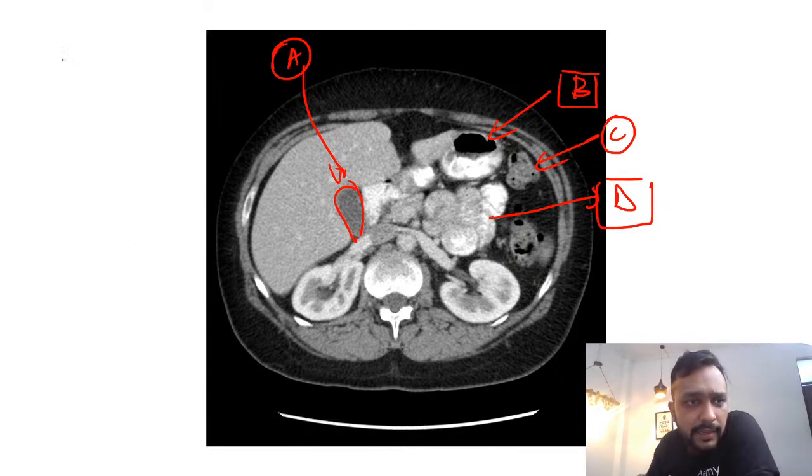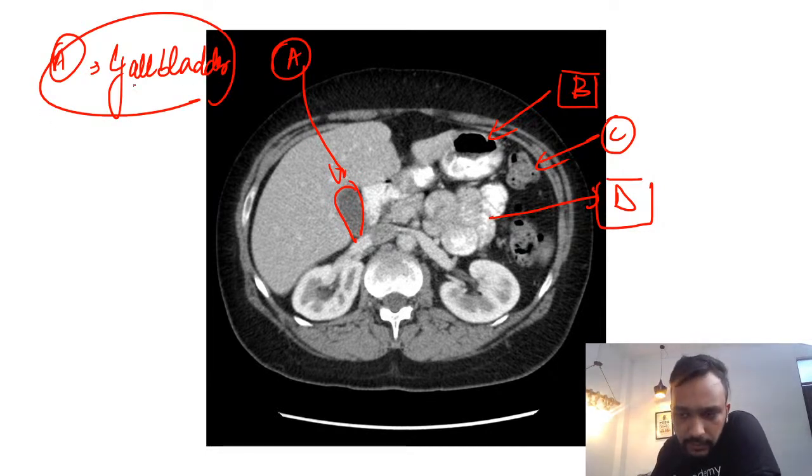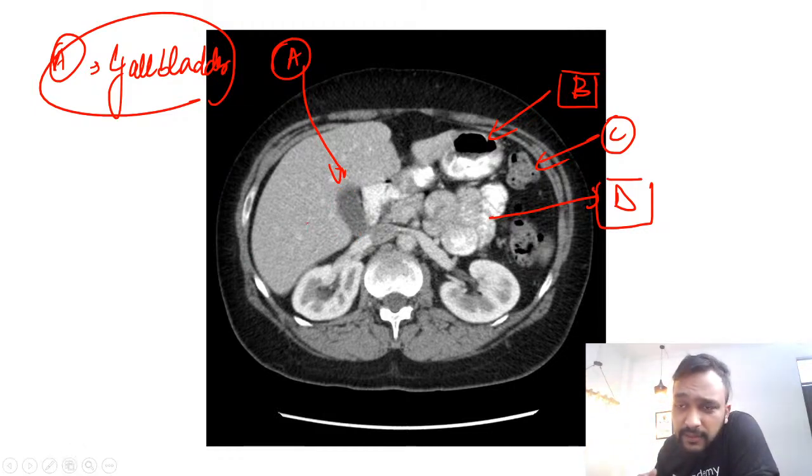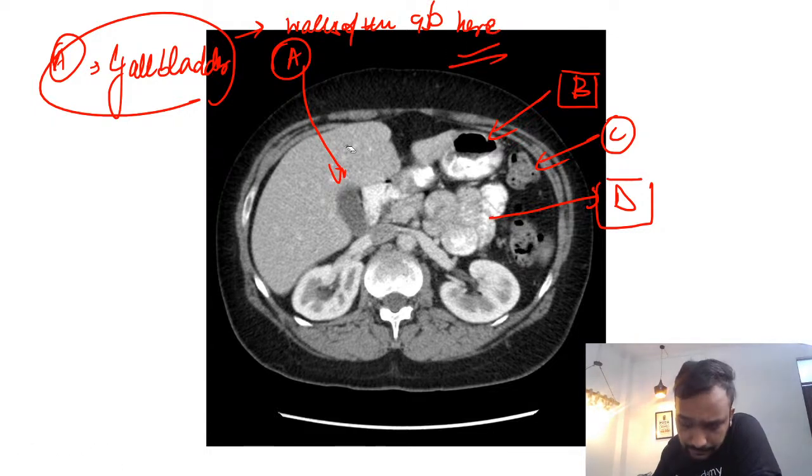So guys, the structure labeled as A in this image is your gallbladder. Just remember that this gallbladder is a fluid filled structure, and this is how a fluid filled structure will look. Also try to appreciate the walls of the gallbladder here. You can see that the walls of the gallbladder are very thin here.